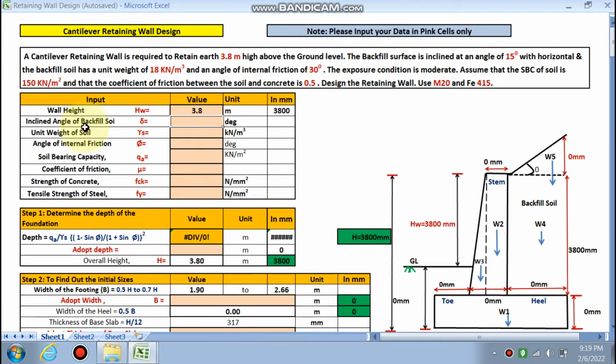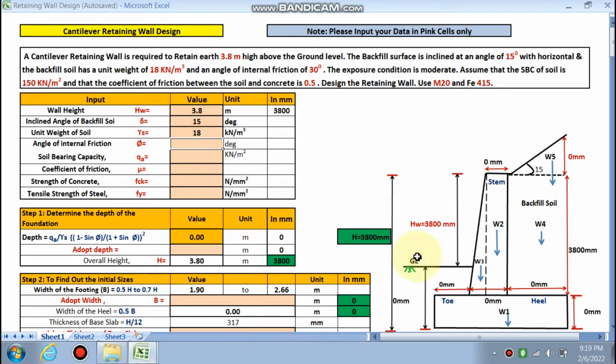Then the inclined angle of the backfill soil. The inclined angle of the backfill soil is there. This is the inclined angle, that is delta. Delta is given as 15 degrees. Okay. What is the unit weight of the soil? This is the backfill soil. The unit weight is given as 18 kilonewton per meter cube.